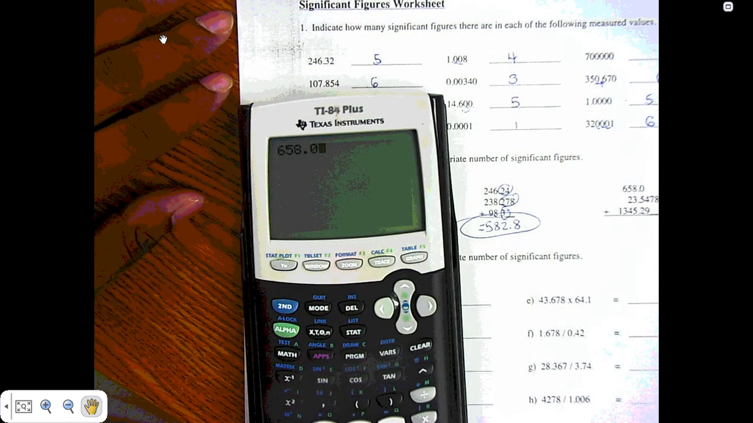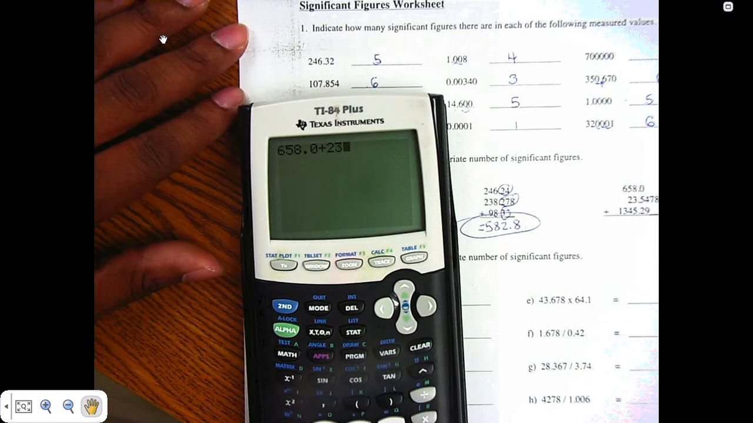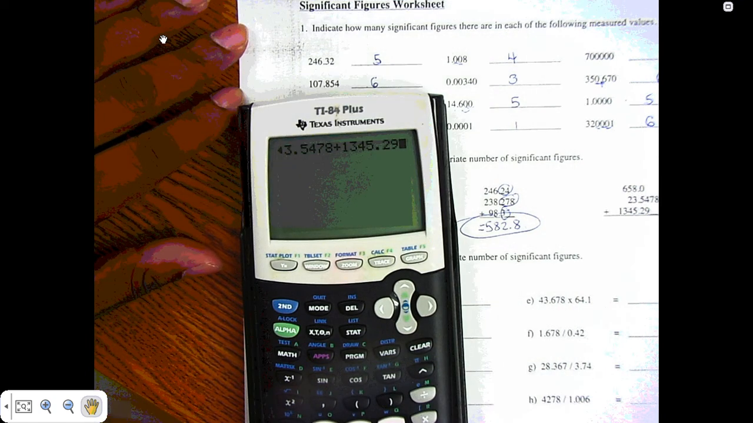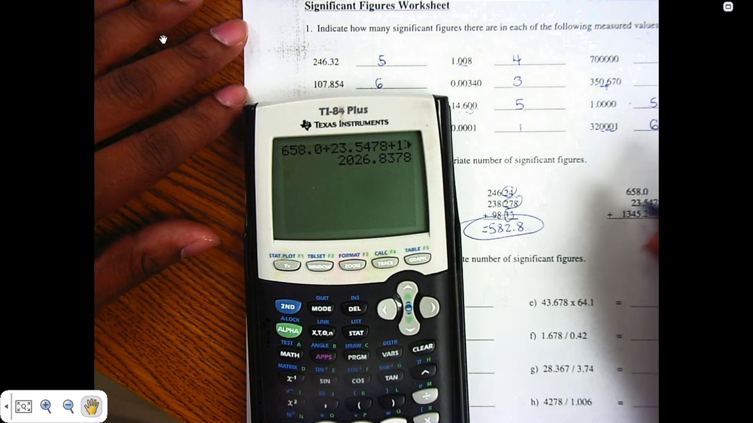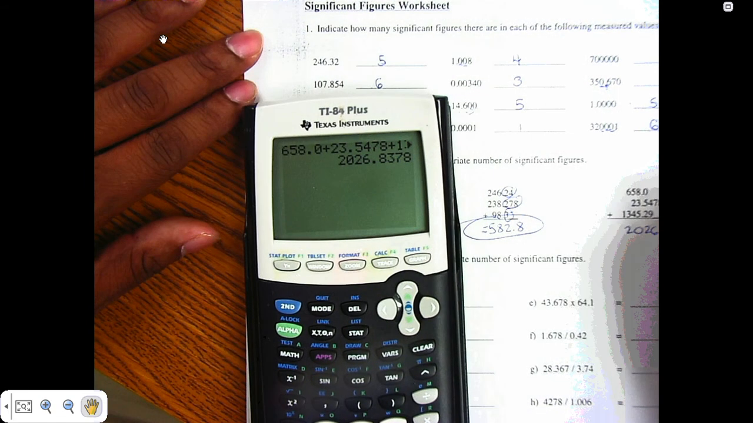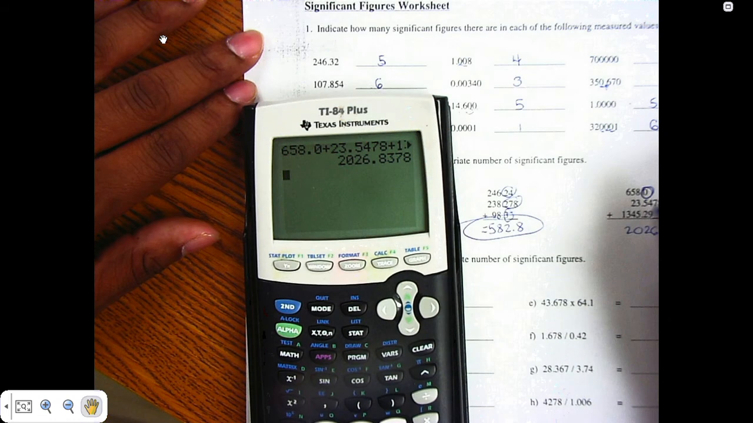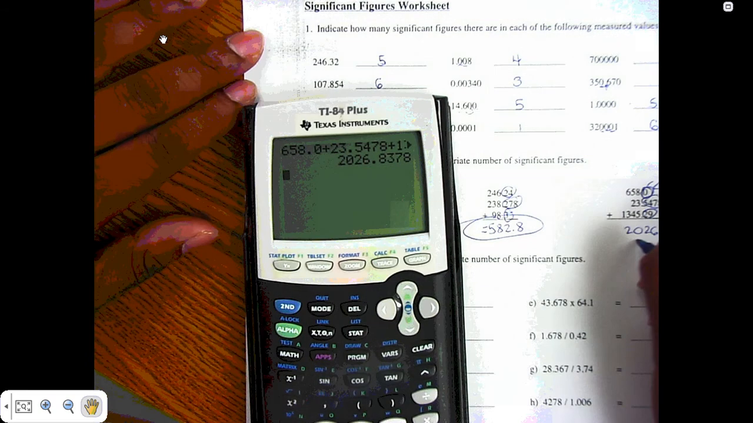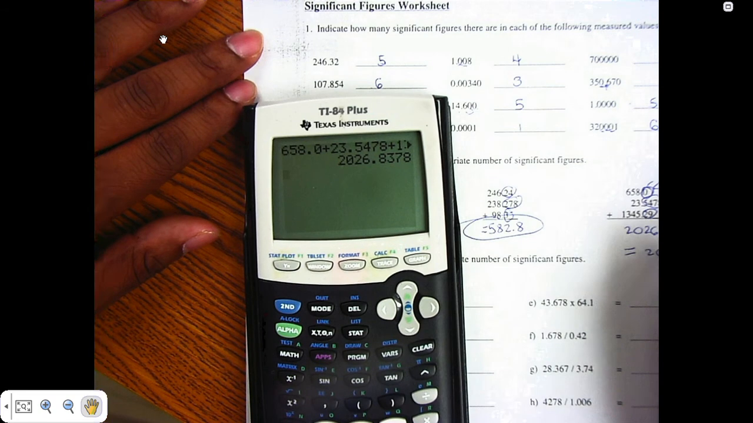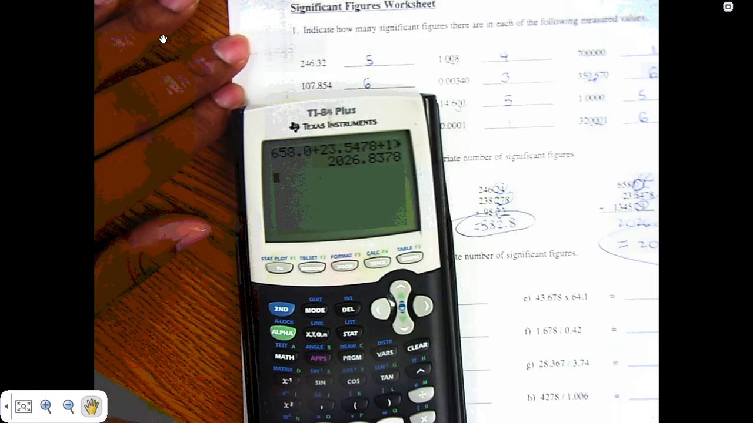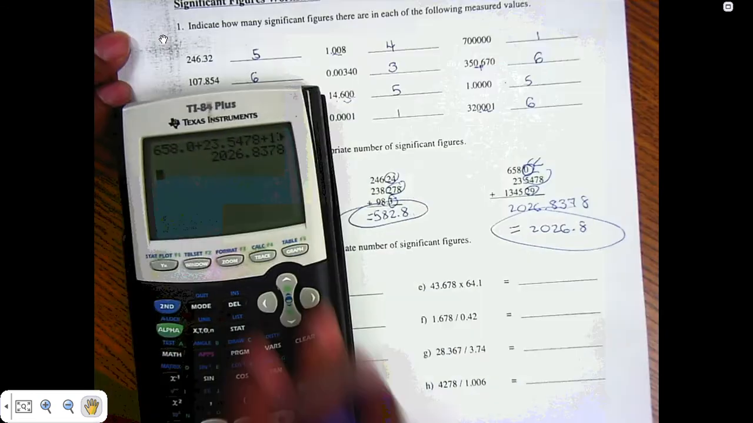We're going to add 658 plus 23.5478 plus 1345.29. Our raw number is 2026.8378. We're going to have to adjust because that 0 there is the smallest one on the right-hand side, this guy. And so our answer ends up being 2026.8. And that's our answer. And let me go ahead and show you there for visual clarity.